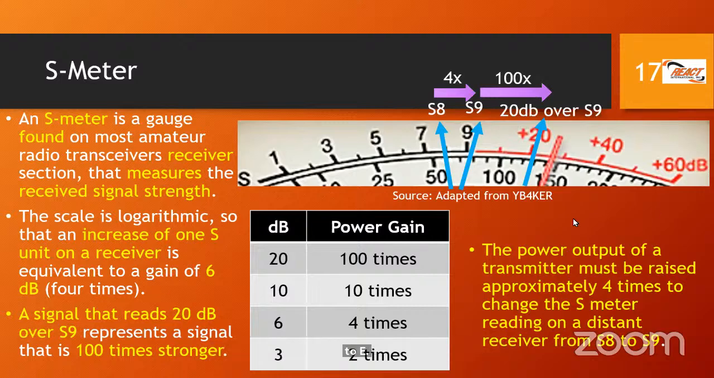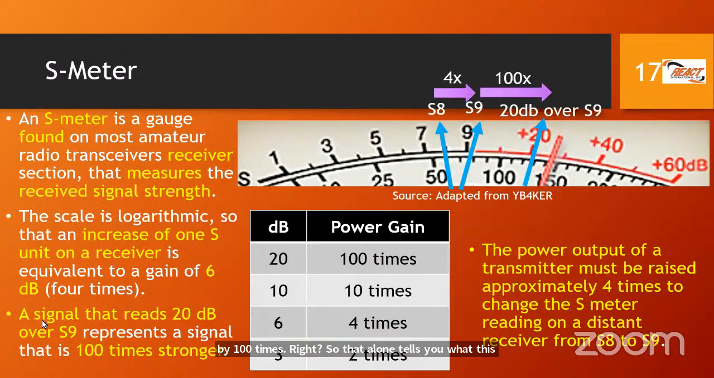Also another exam question. Another exam question talks about going from S9 to plus 20, or 20 over S9, right? So if we're at S9 and we want to achieve plus 20 over 9, we need to increase the output power of our transmitter 100 times. So if we are transmitting and the person says, yeah, I'm getting you at S9, and we want them to receive us as 20 over 9, we need to multiply our transmitter output power, or wattage, by 100 times. All right? So that alone tells you what this decibel signal is on the S meter.